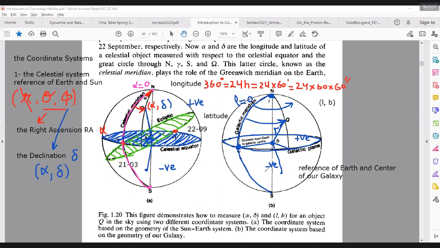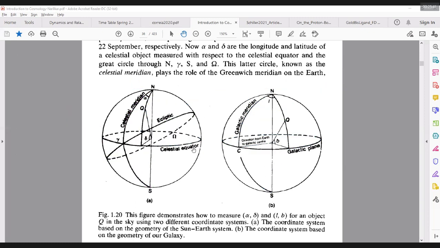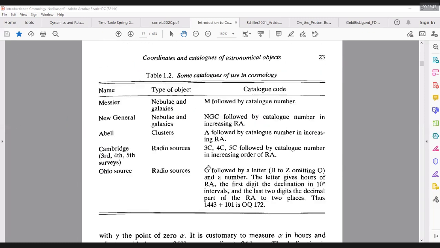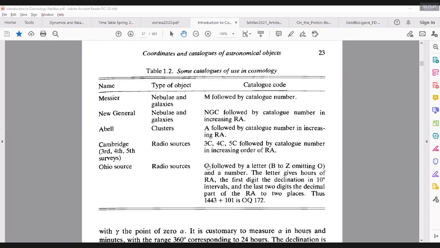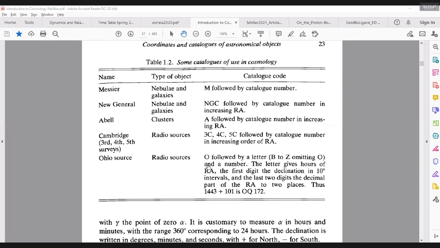I hope that you have somewhat learned what are the coordinate systems and how to locate the objects. Quickly, we look at a list of some catalogs.